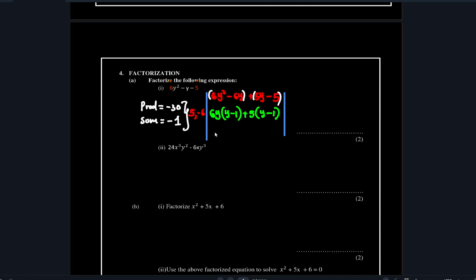And then we're going to pick these terms that are outside the brackets. I picked this one and this one so that I have 6y plus 5. And also we pick one of the two brackets which are the same, this one, so that we have our final answer: 6y plus 5 times y minus 1.